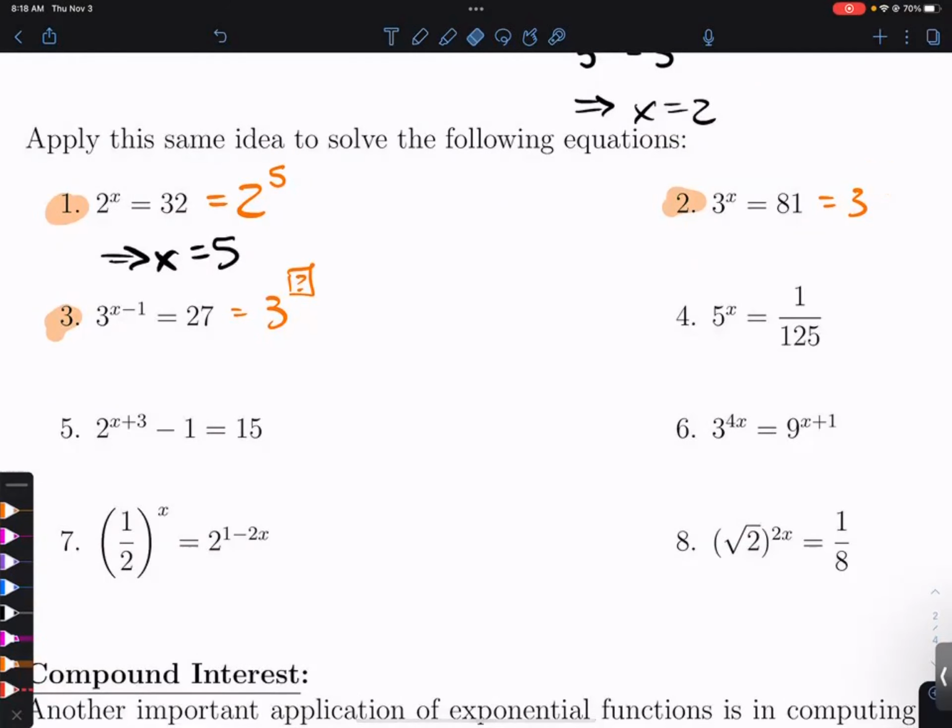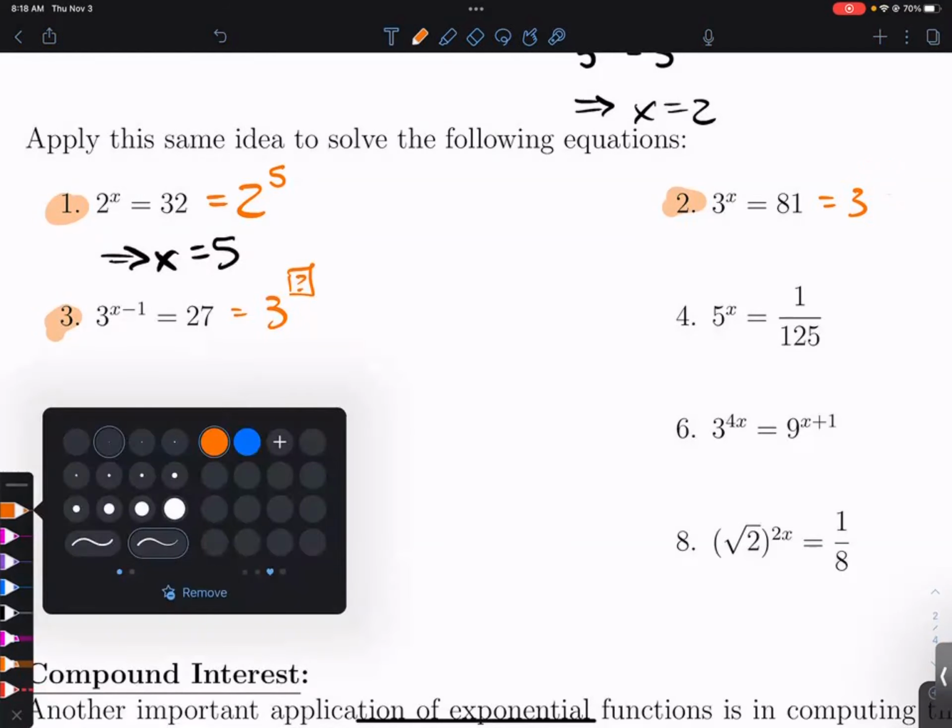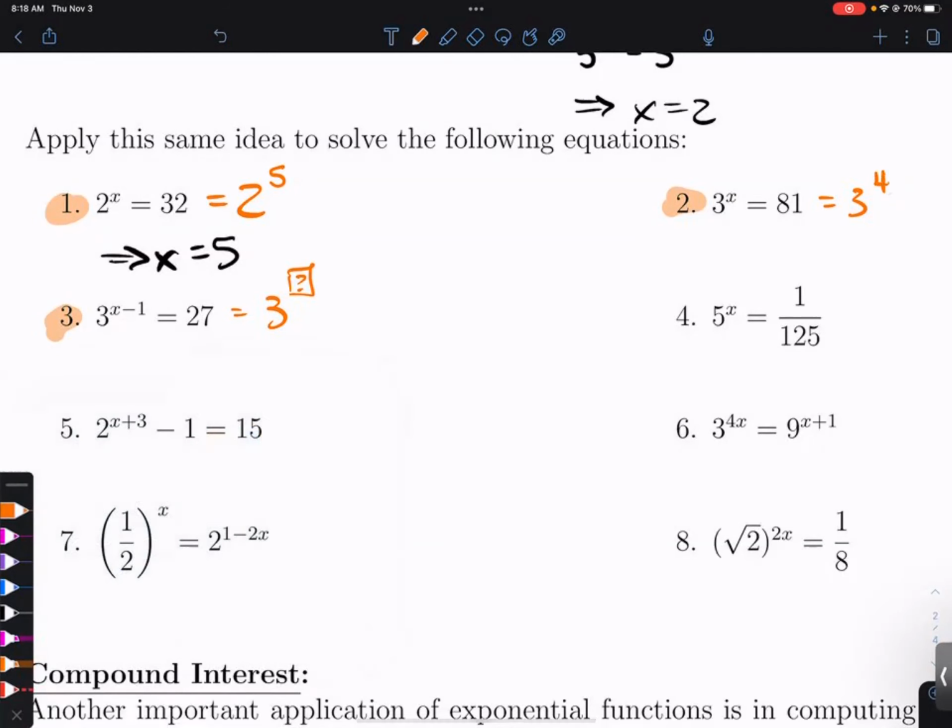Okay, and similarly, 81 is 3 to the 4th, which means that x must be 4.